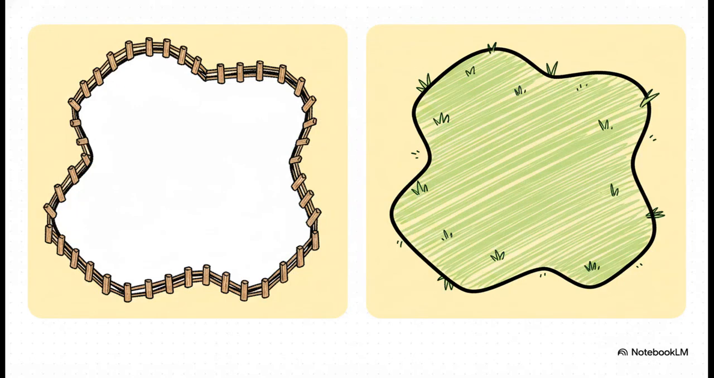Putting up that fence, that is your perimeter. It's the outer boundary, the edge. And because it's just a line, we measure it in simple, one-dimensional units like centimeters or meters. On the flip side, planting the grass is the area. That's the enclosed surface inside the boundary. Because it covers a flat, two-dimensional space, we have to measure area in square units like square centimeters or square meters. Honestly, drawing this hard line in your mind right now will save you so much confusion later on.